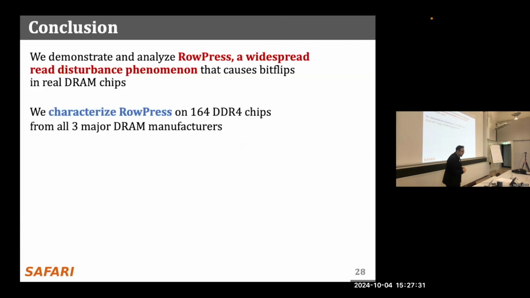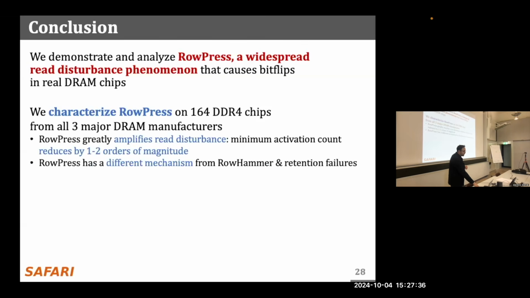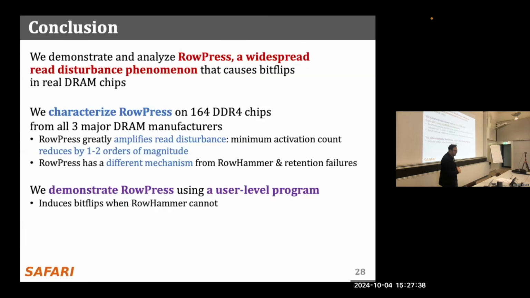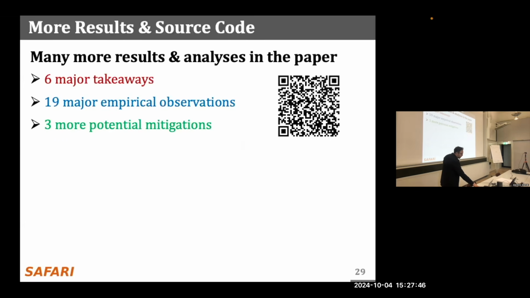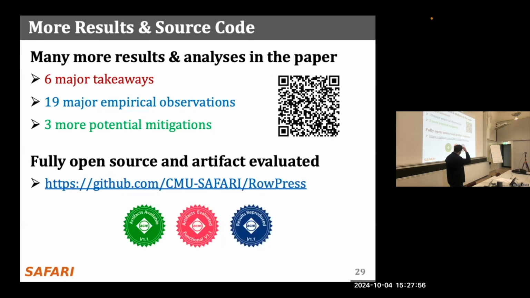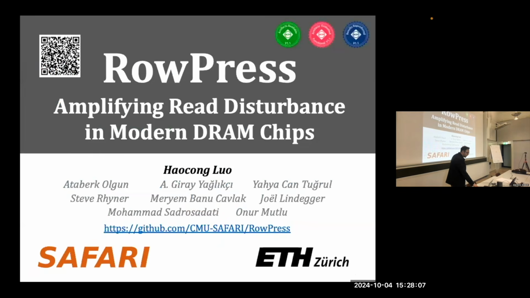So the conclusion is that we demonstrate RowPress, a new widespread disturbance phenomenon. We characterize a lot of chips, we demonstrate that we can exploit RowPress from a user-level program, and we provide effective solutions to RowPress as well. The good thing is that all the methodology is open and available on GitHub, and it is artifact evaluated as well. I guess there is this website called Zenodo, and they are there as well, so you can find all the necessary information there.